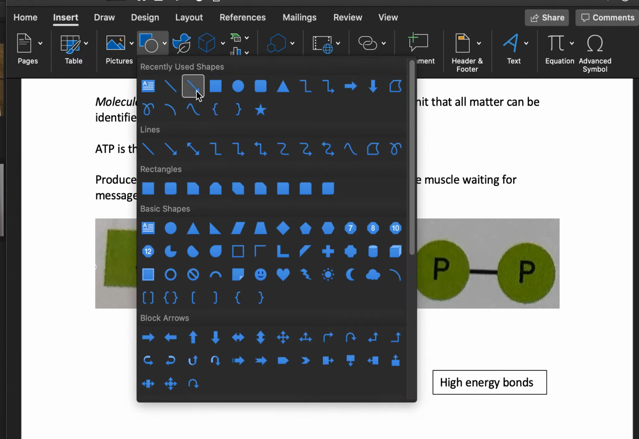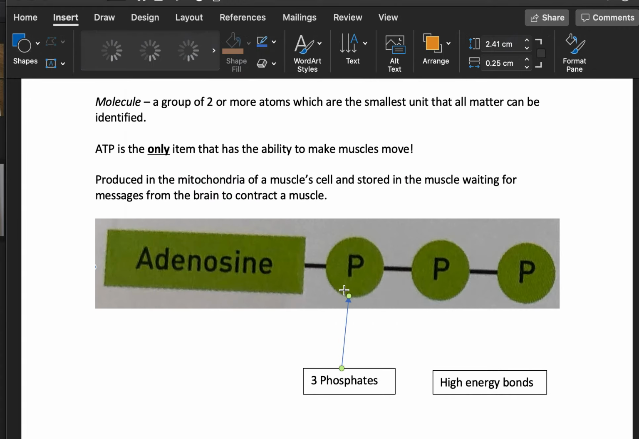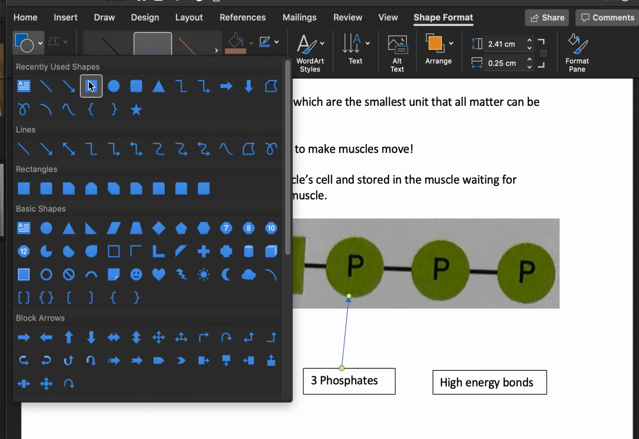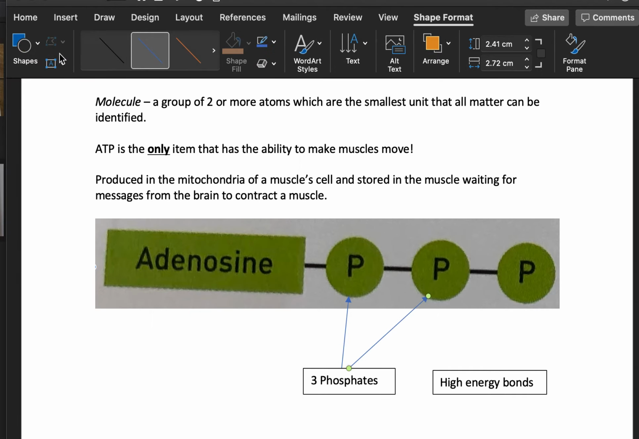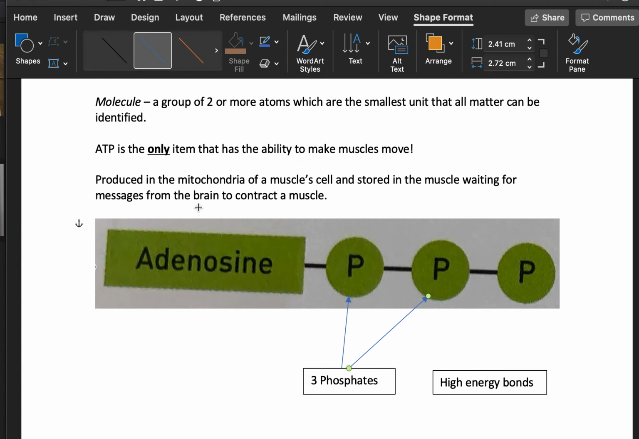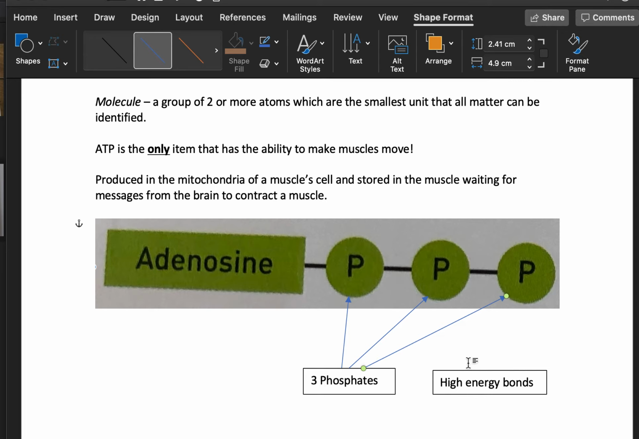And I'm just going to draw in a couple of arrows for you. We have our adenosine pretty clearly labeled. And now what we need to do is see these 3 P's are 3 separate phosphates. And so 1 part adenosine, 3 parts phosphate is how we get the name adenosine triphosphate.